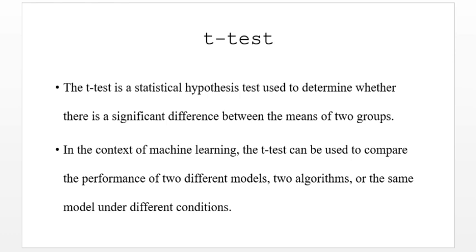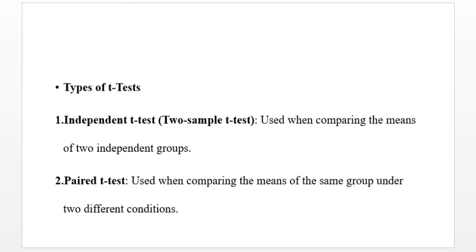T-test is generally of two types. One is the independent t-test, also known as the two-sample t-test. In this, it compares the means of two independent groups. For example, comparing the performance of model A with model B. And second is the paired t-test. Here it compares the means of the same group under two different conditions. For example, we are comparing model A's performance before and after hyperparameter tuning.